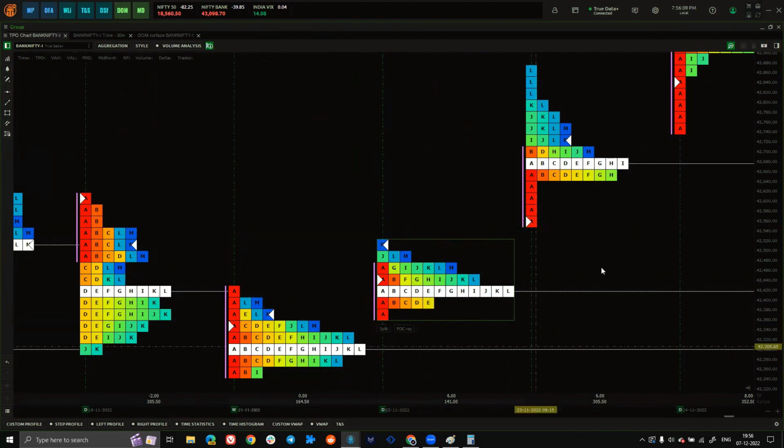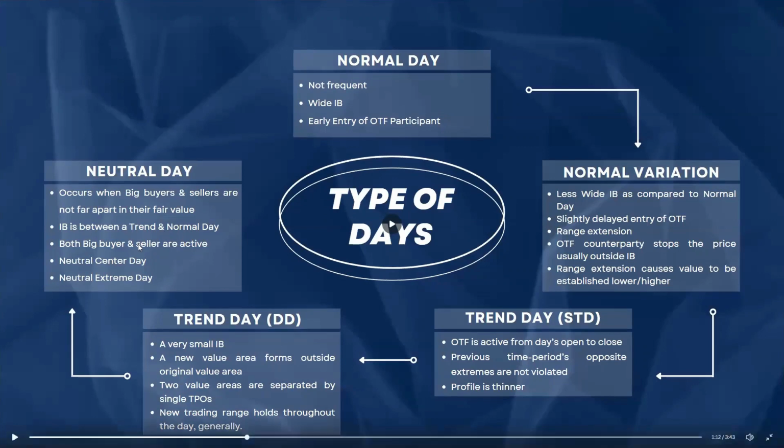So yeah, these days occur generally when there is a big event coming up overnight or next day. So buyers and sellers are very close. They are both active. And if market is in this tight range and closes at the center, then it is called neutral center day. And if market happens to close at the extreme, then it is called neutral extreme day. That's the nomenclature. So on a neutral day, the range of the day will be very, very small, less than 300 points for Bank Nifty roughly.